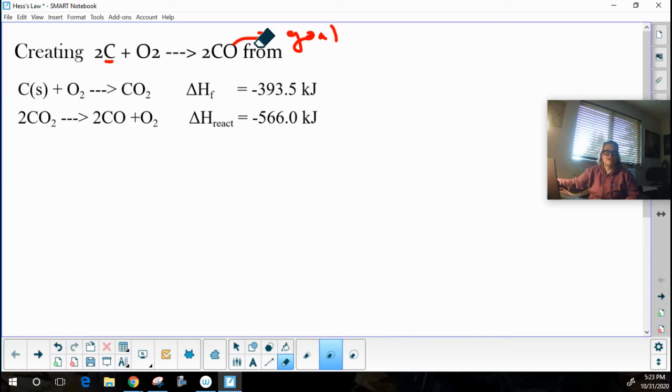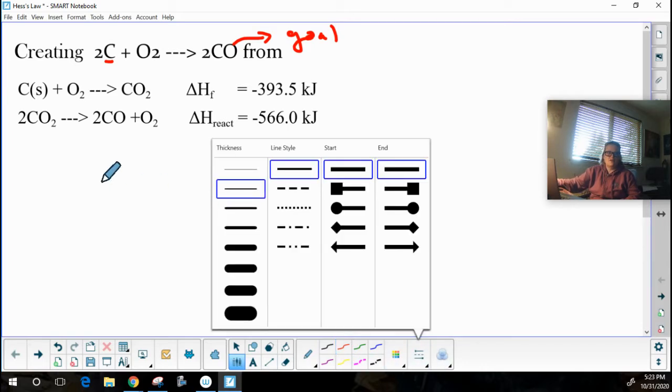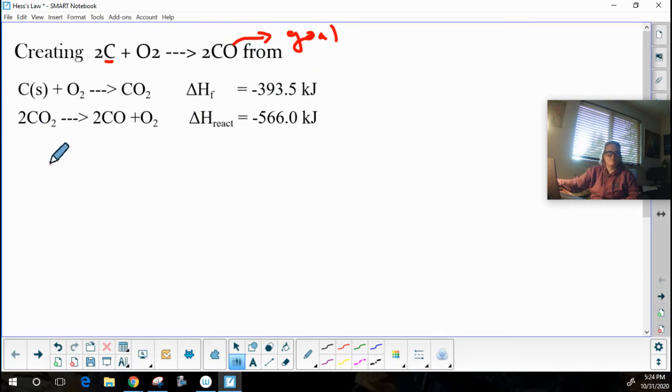Then what I'm going to do here is use the equations that are involved in my steps and figure out what I need to do to the enthalpies in order to get the overall enthalpy of my goal equation. So in my goal equation, I notice I've got 2 moles of carbon. Well, in the first step here, I'm making carbon dioxide from 1 mole of carbon. So I'm going to take that first equation, carbon plus oxygen gas, to make carbon dioxide, and I'm going to double everything, kind of like we just did in the previous example.